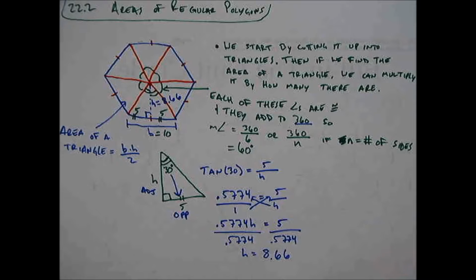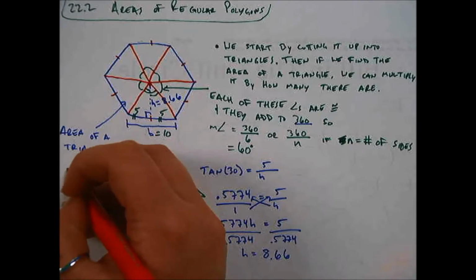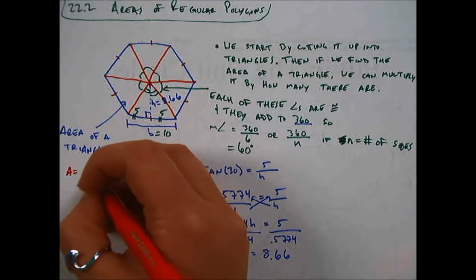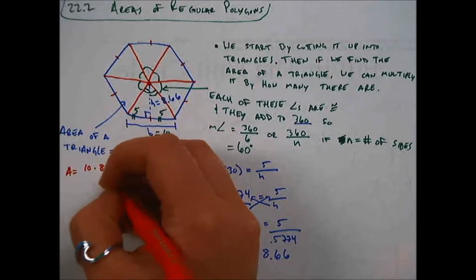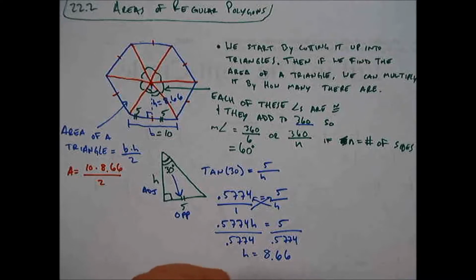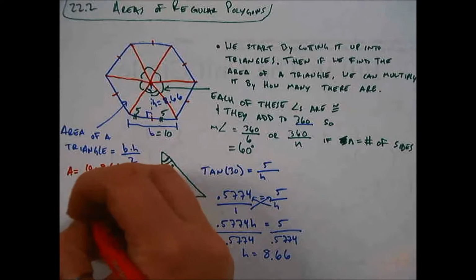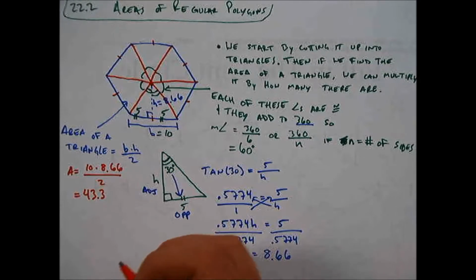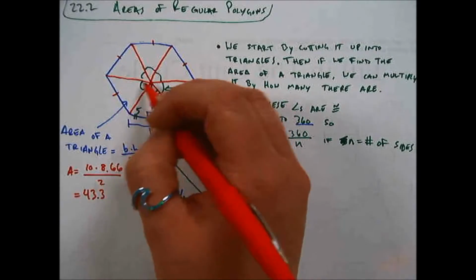So now that we have the base and the height, we can use that to find the area of the triangle. So back here to our area of a triangle, it's base times height divided by 2, so the base was 10 times the height, 8.66, divided by 2. So 8.66 times 10 divided by 2, all in our calculator, equals 43.3. So that's the area of one of these little triangles.